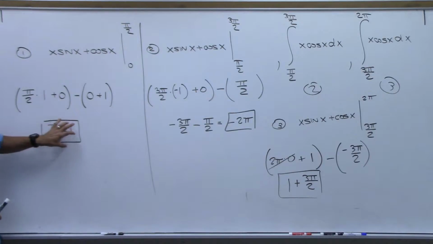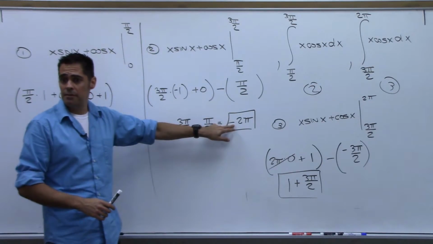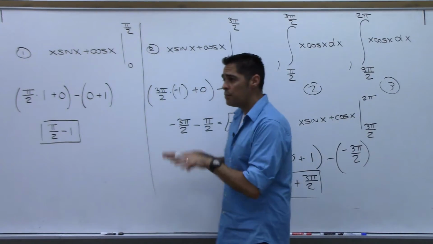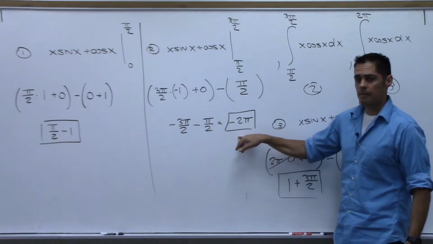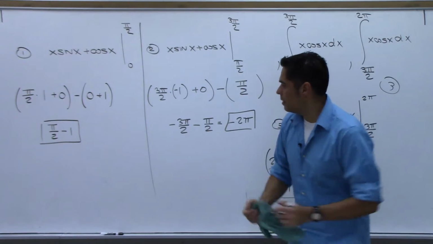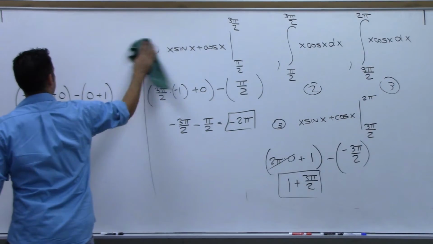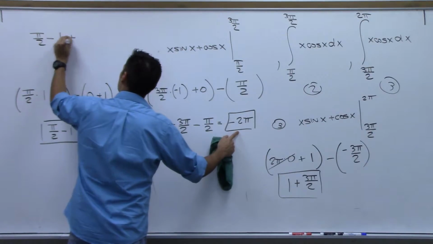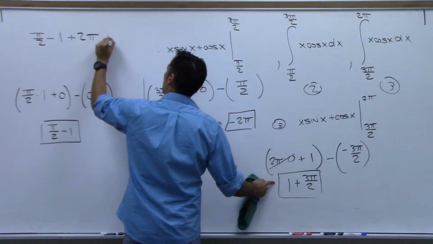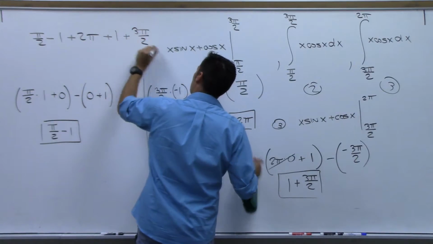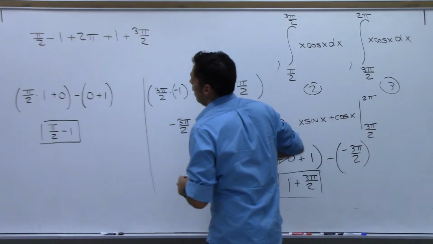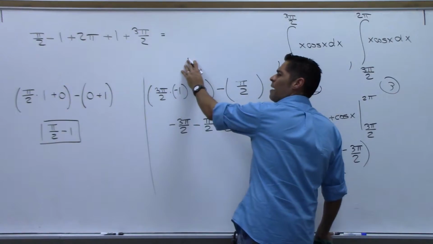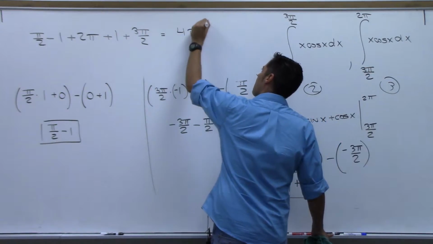But now if we wanted the total area, counting everything as positive, then what we would do is we take this number, change that one to a positive, and then take this number. So everything that's above the x-axis, you just keep the answer. Anything that's below the axis, just change the sign to positive. So if we wanted that, the answer would be pi over 2 minus 1 plus 2 pi this time, and then plus 1 plus 3 pi over 2. And combine anything together, what is this? 4 pi? Are you getting 4 pi? 4 pi.